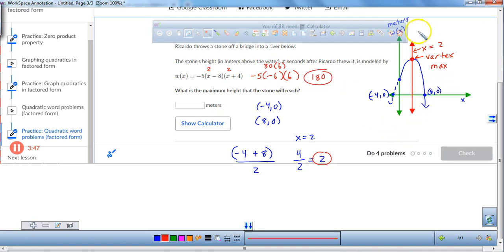So what does that mean? That means after 2 seconds it reaches a height of 180 meters. Wow, he's got quite an arm there. Alright, so what's the maximum height that the stone will reach? 180 meters. Now we're going to go and type this into Desmos.